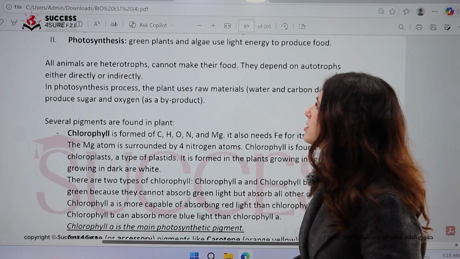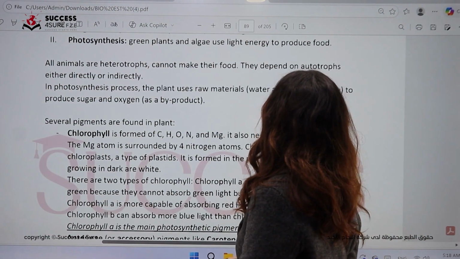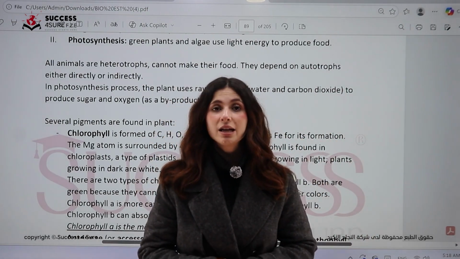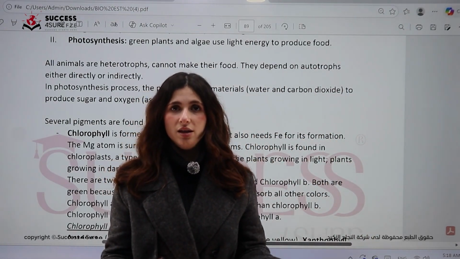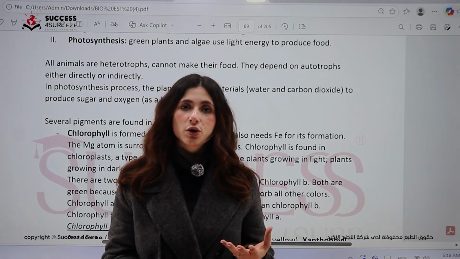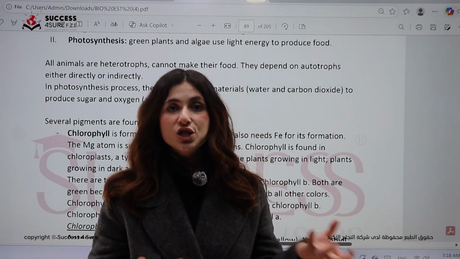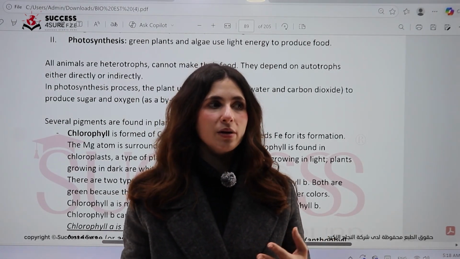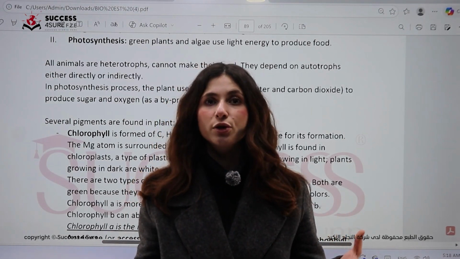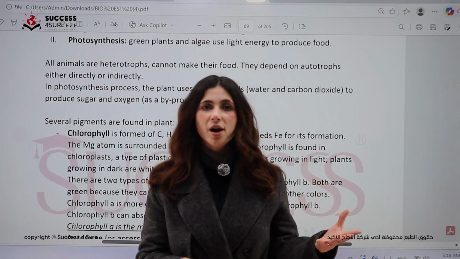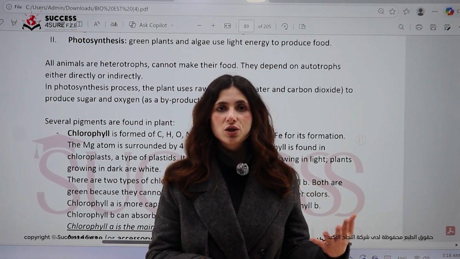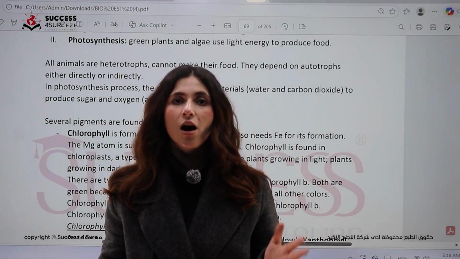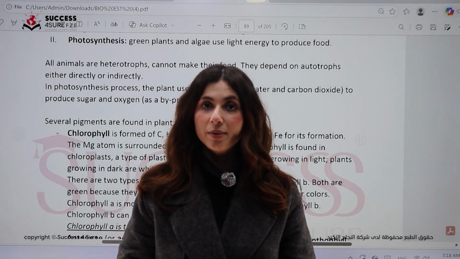So all animals are heterotrophs. They cannot make their own food, and they depend on autotrophs either directly or indirectly. Directly how? These are the animals that we call primary consumers or the herbivores, which eat plants and they survive on plants. Indirectly, for example, if you eat the primary consumer. Now, without plants, there wouldn't be primary consumers, so even carnivores would not be able to survive because the animals that they prey on are no longer available if we do not have plants around.